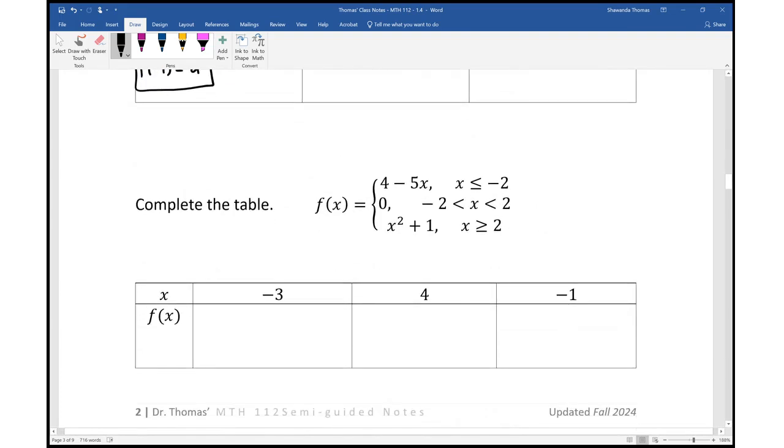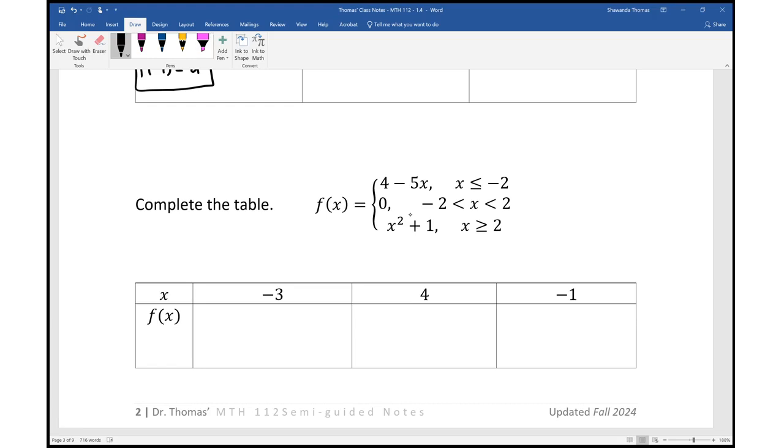Let's try another one. This is definitely another piecewise defined function. Notice it has 3 different pieces. But again, notice that these numbers do not overlap. This function behaves like 4 minus 5x when the x's are less than -2. This function will be 0 if the x's are between -2 and 2, and it behaves as x squared plus 1 if the x values are greater than or equal to 2.